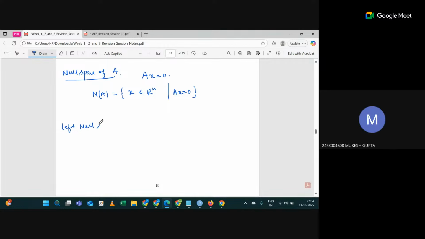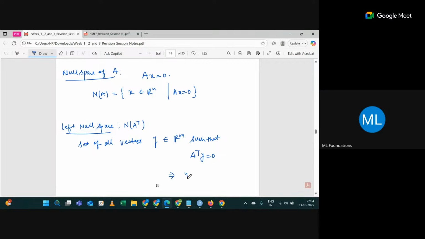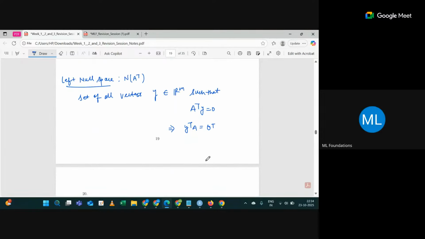Ax equals b. I think it is A transpose. If we find A transpose x equal to 0, then basically we have to find the set of all vectors y in Rm such that A transpose y equals 0. So if A transpose y equals 0, can I say y transpose A equals 0 transpose? Yes or no? Yes.